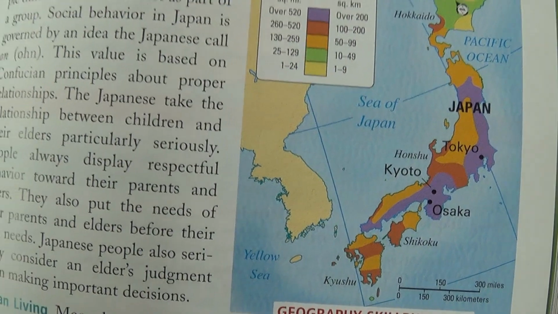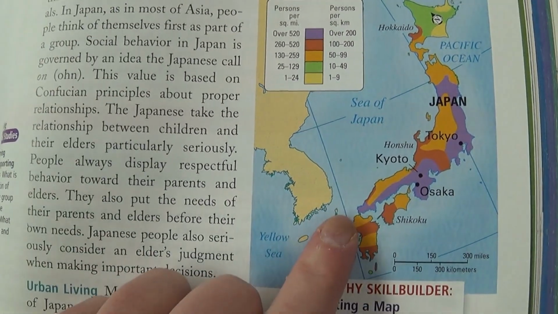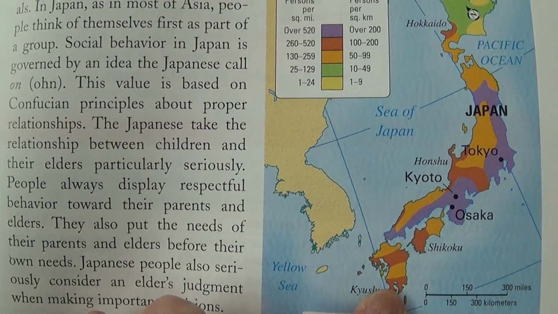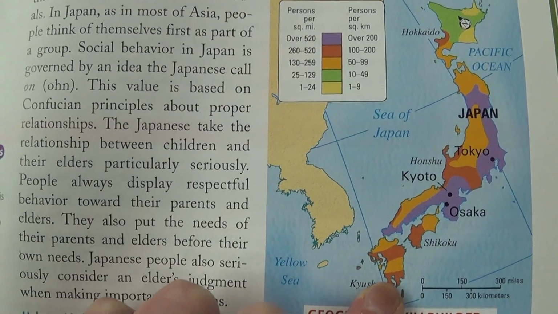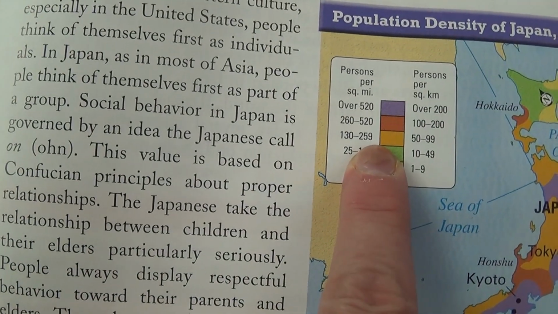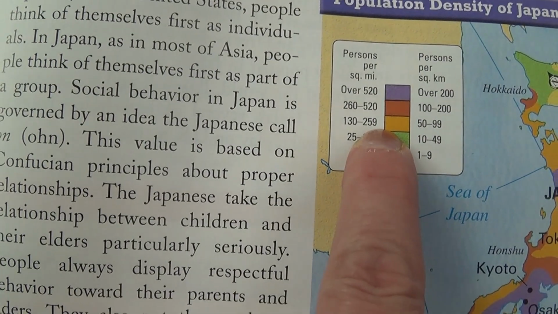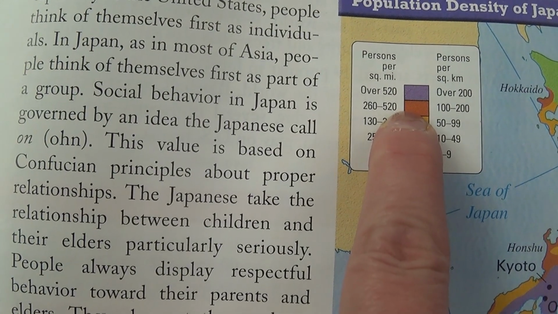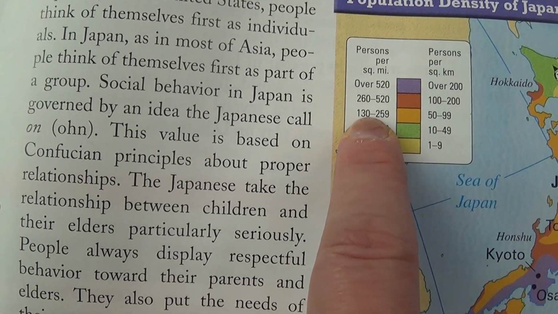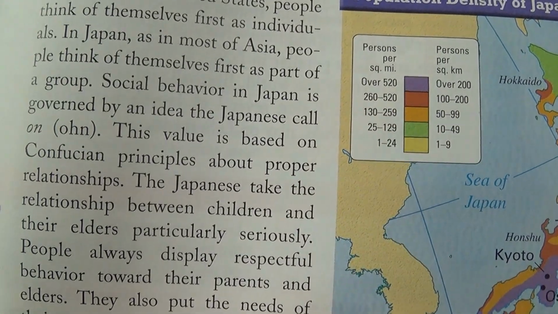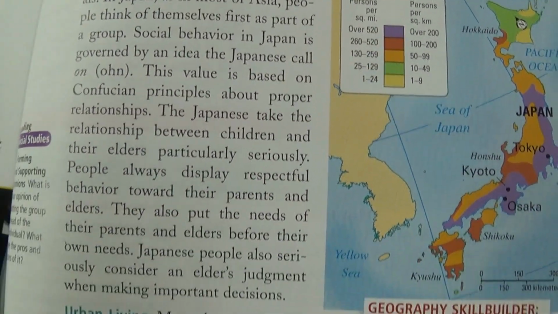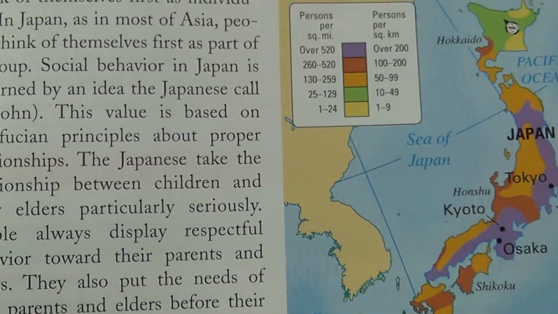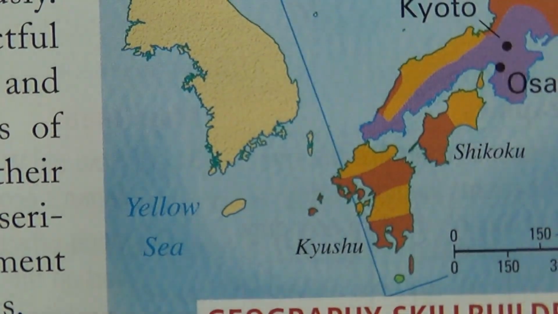Right, now we're going to combine our two colors. So here's our two islands that we're interested in. They are pretty much equally red and orange. So the orange, its smallest number is 130. And since we're combining them, the red's highest number is 520. So it's going to be 130 to 520 people per square mile. So about 130 to about 520 people per square mile live on these two islands in Japan.